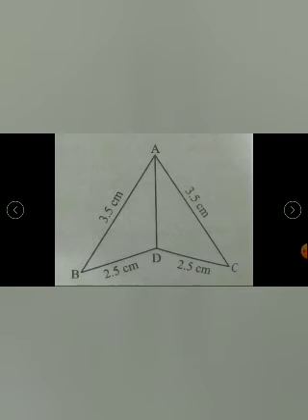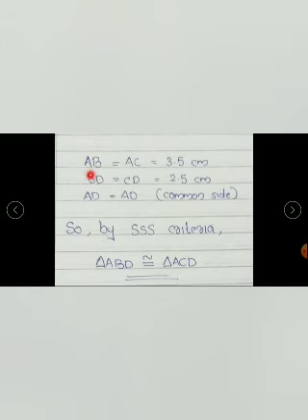Then surely we can say the third side is equal, because the same AD we have here, the same AD we have here. So the third side also we got equal. So we proved the three sides are equal, isn't it? AB equal to AC, BD equal to CD, AD equal to AD. What is the reason? Common side. So by SSS criteria, if you want to apply SSS criteria, we should get the three sides to be equal.